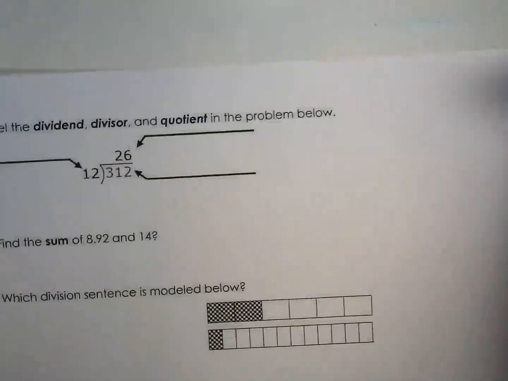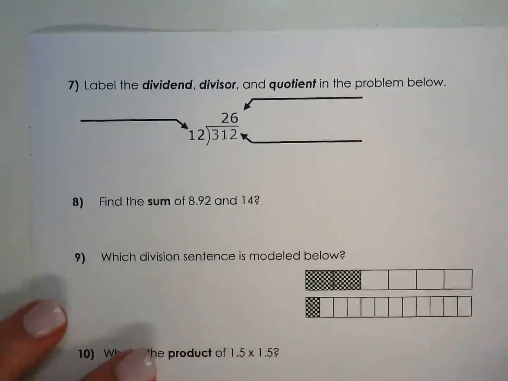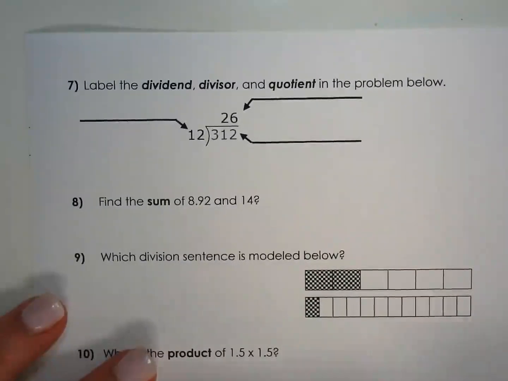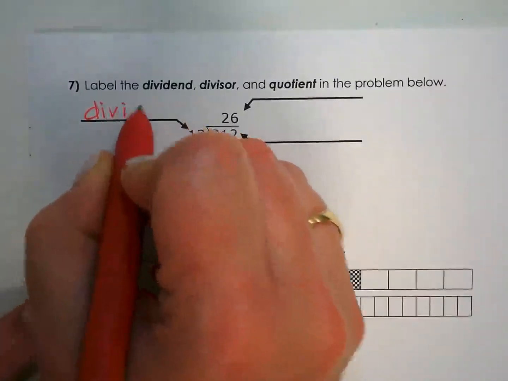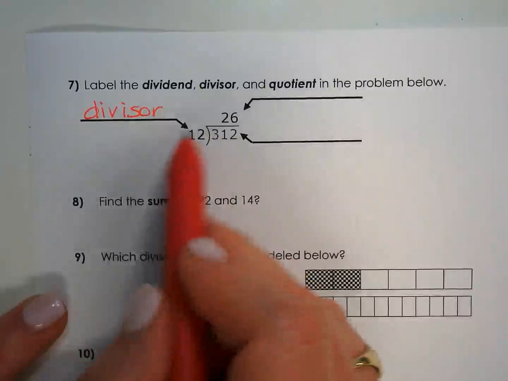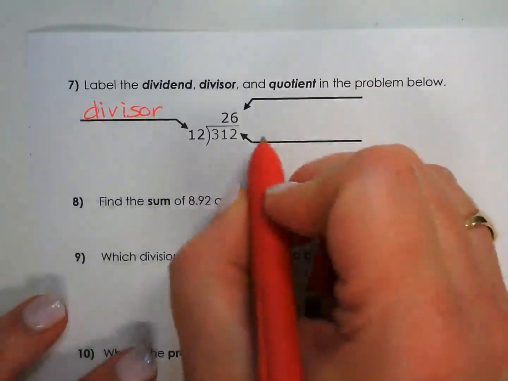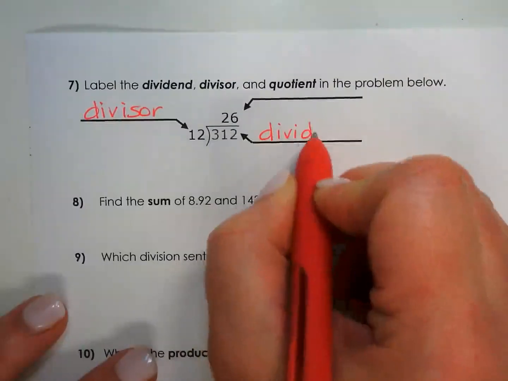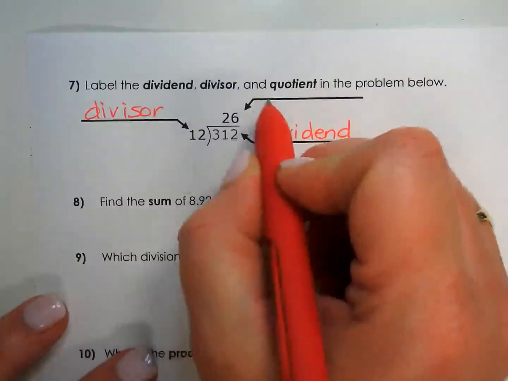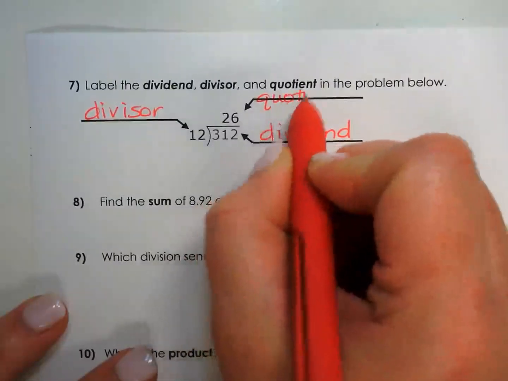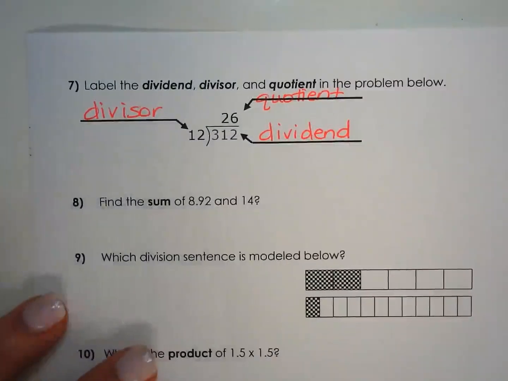Question number 7 is really a little bit more about vocabulary. It's asking us just to label the little pieces that are here. Well, the divisor is the number that we are dividing by. It's the number outside of the house. The dividend is the number inside the house. And the quotient is the answer to a division problem.